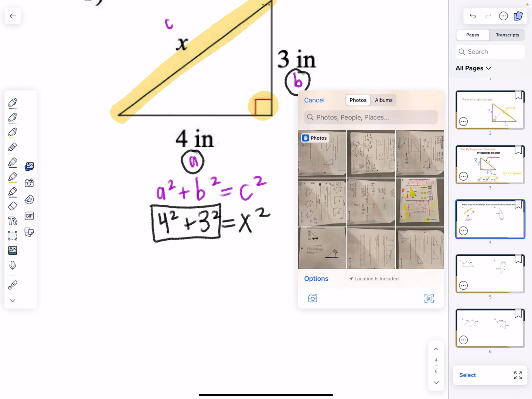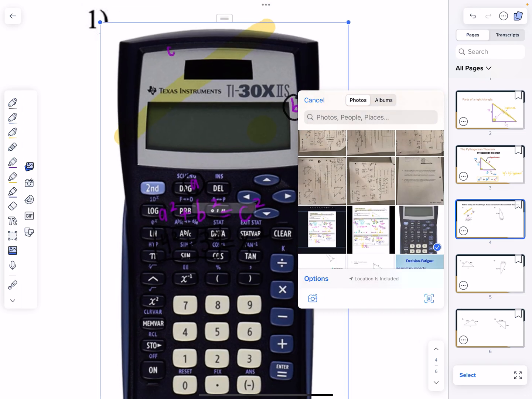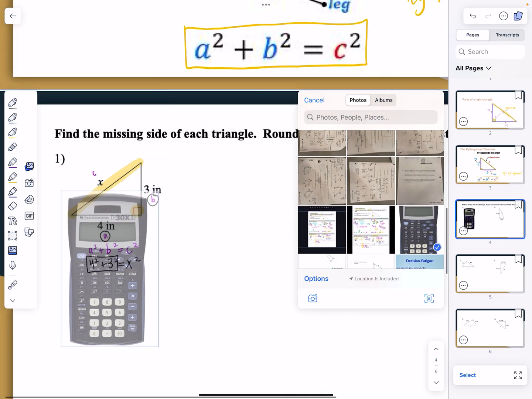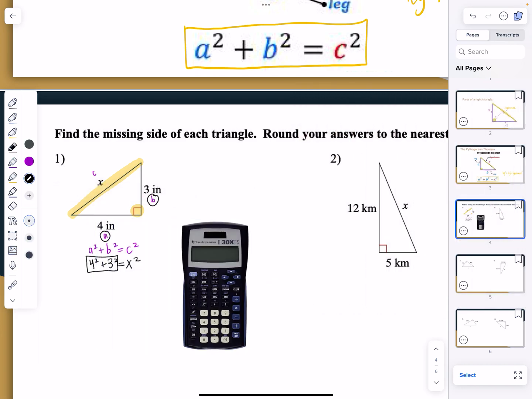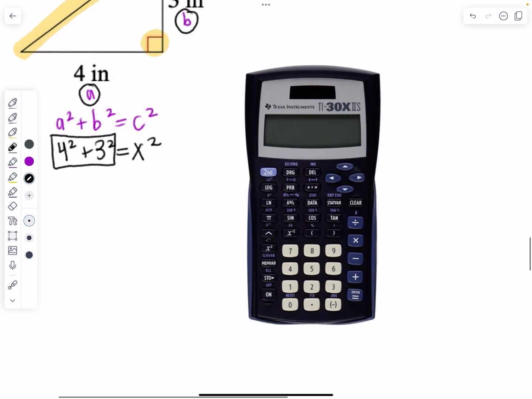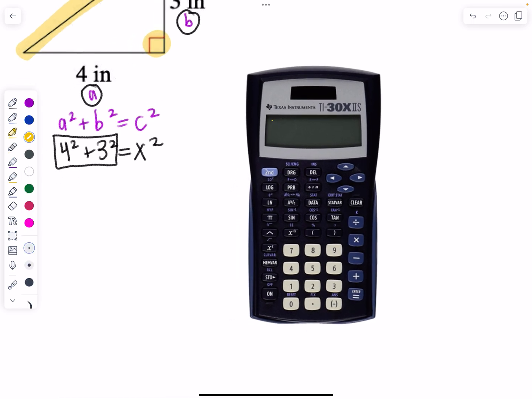Let me see if I can pull it. Right here. If you're doing it on a calculator that looks like this, you type in 4. You click this button, it's the x squared button, so 4 squared plus 3, and then you click this button again, squared. Okay, and you click enter, 4 squared plus 3 squared. That is going to give me 25 in your calculator.